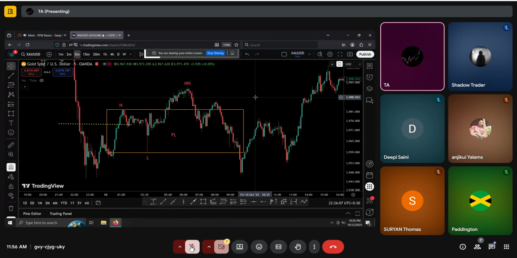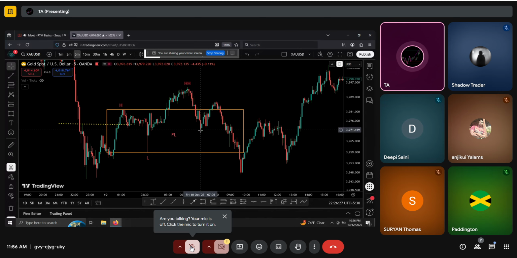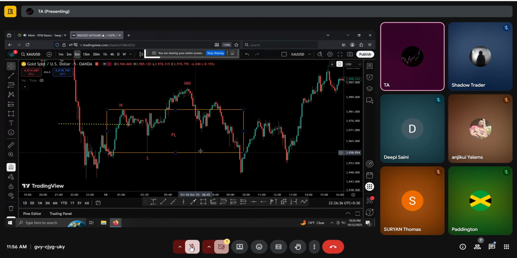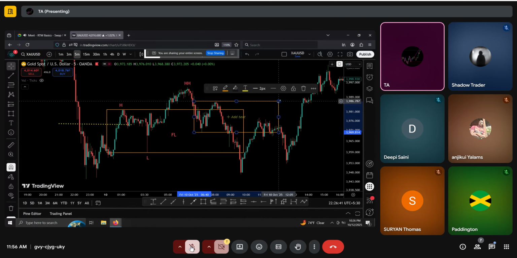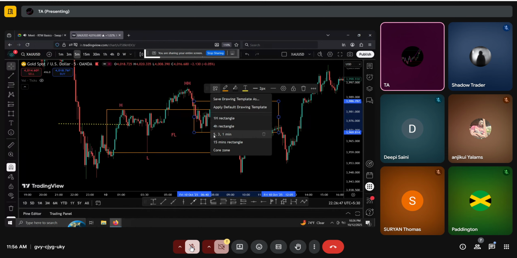And when the price comes back here in this FL, now it has to decide if price should go up, break this higher high, or should go down and break this low. So what happened here? Price came back, goes up, but came down and broke this low. So what is building here? This will be our decision point.